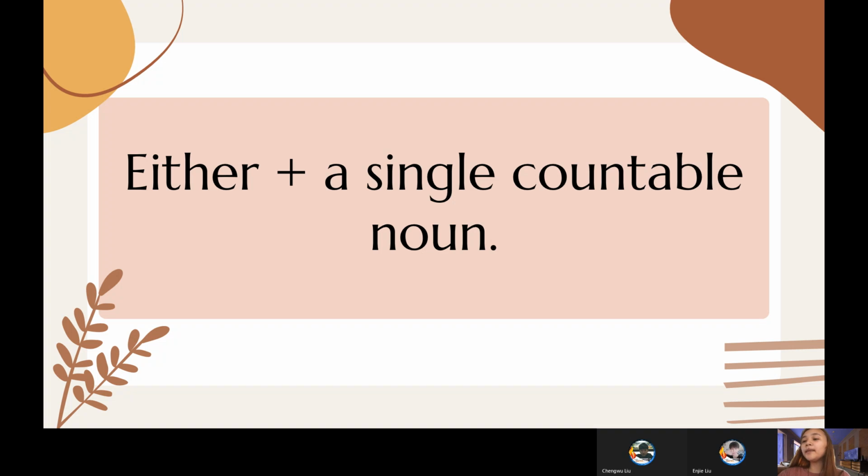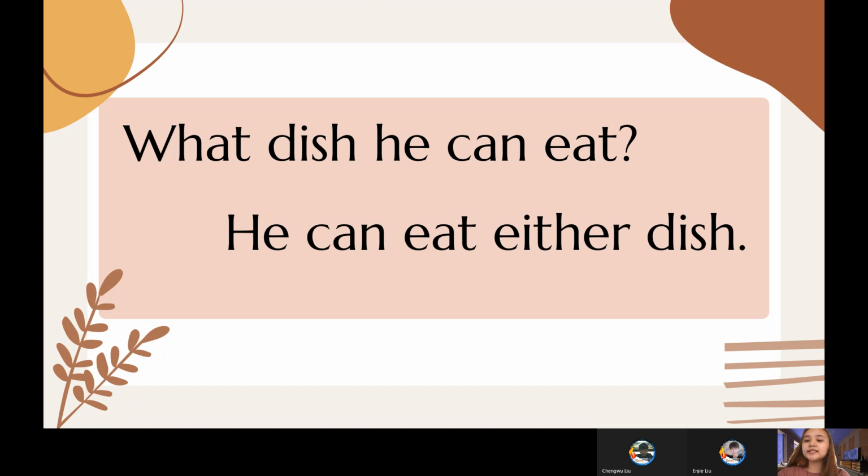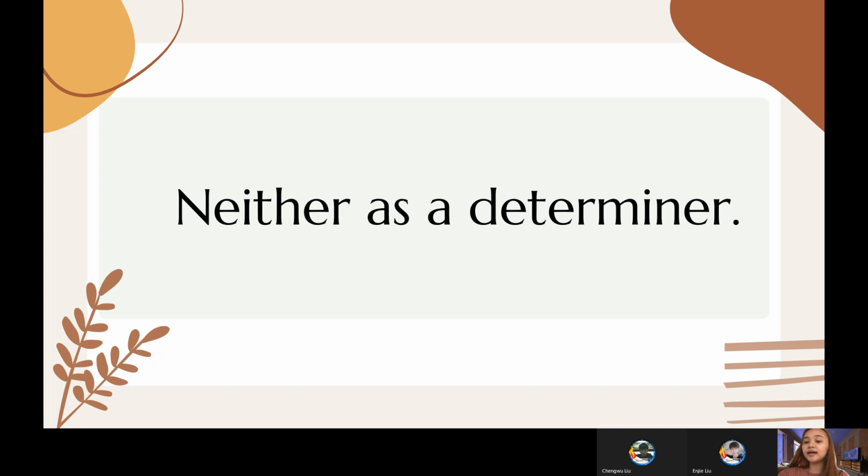Okay? So let me ask you a question based on the given sentence. What dish can he eat? He can eat either dish. So that sentence means he will have any dish. So again, class, if we are going to use either as a determiner, it should be followed with a singular form of the word. Now, let us proceed with neither as a determiner.